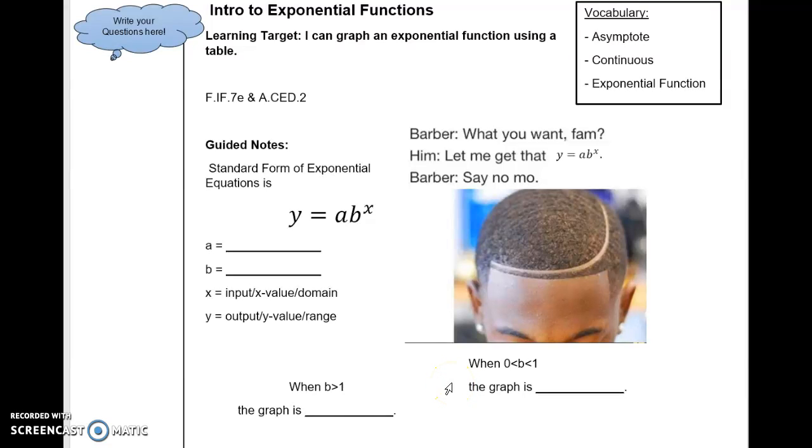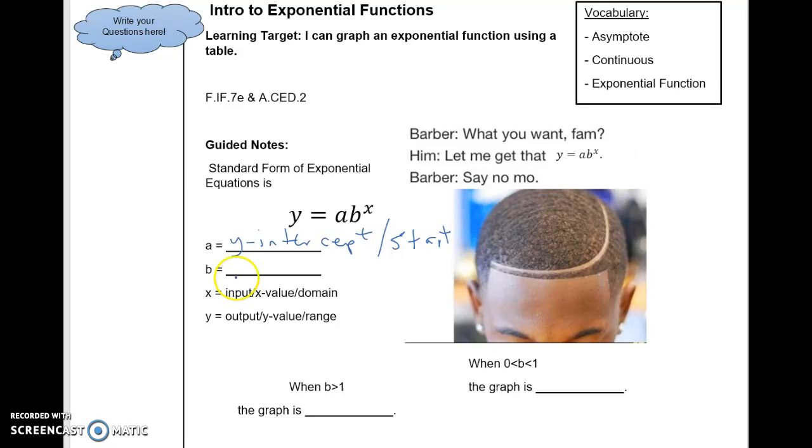All right, you should be looking at your guided notes you got today about intro to exponential functions. So we've got y equals a times b to the x, like you saw in the video. Sorry, a is our y-intercept. It's also our starting point. Sorry, I'm drawing on the fly.